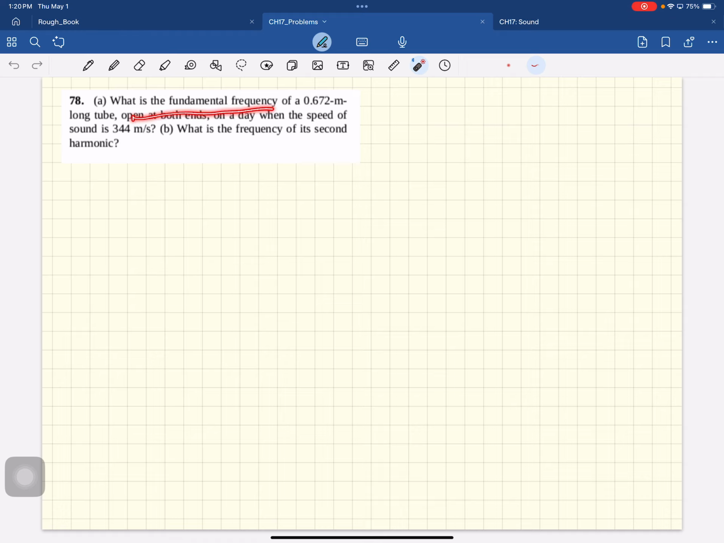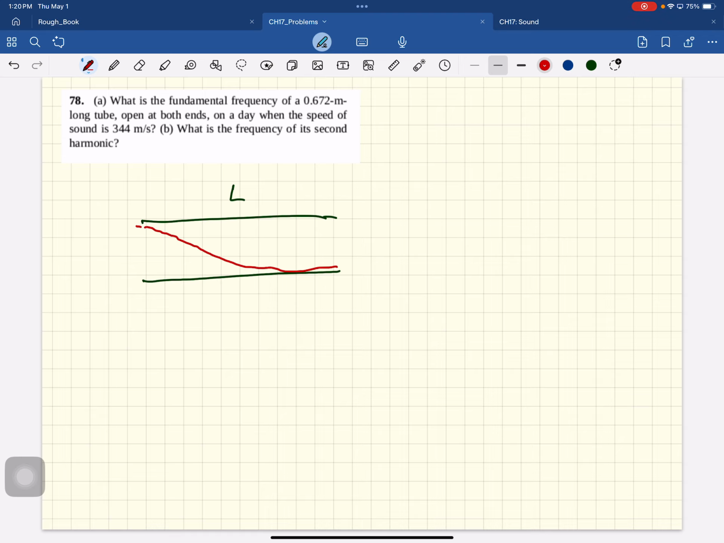Okay, this problem says, what is the fundamental frequency of a 0.672 meter long tube open at both ends? So here's a length open at both ends. For a tube open at both ends, the mode produced has antinodes at the ends and a node at the center. You can see that this is half a wavelength. So for the fundamental mode, L is lambda by 2, lambda is 2L.